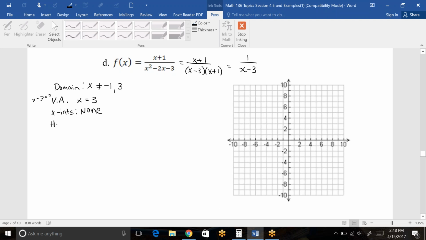And then I do have a hole. My hole occurs at -1 because that's when x plus 1 would equal 0 for the part that cancels out. And then we have to plug that back into the function to find the y value of that, which would be -1/4. Okay, and then we want to talk about y-intercepts. You can always use the reduced version, so if I plug in 0 for all the x's, that's just -1/3.